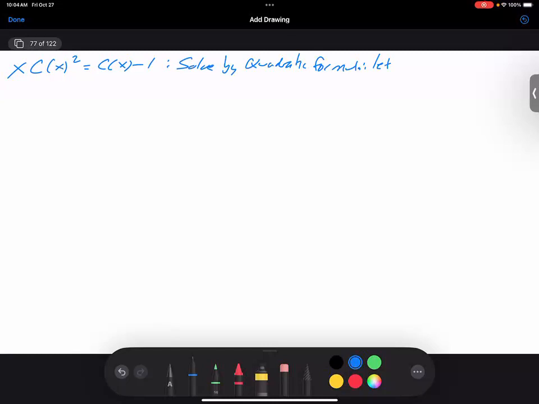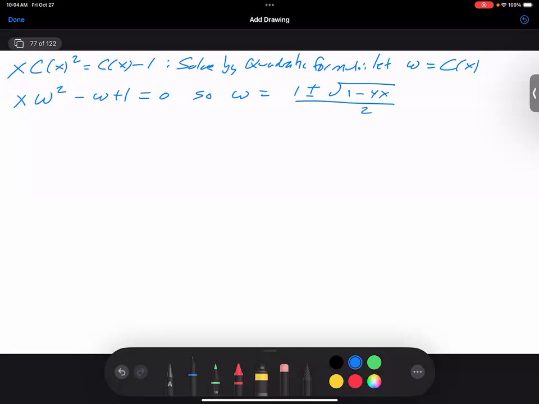So let's say w equals C(x). We'll get x w^2 - w + 1 = 0. So w is equal to 1 plus or minus the square root of 1 - 4x, all divided by 2. So C(x) is 1 plus or minus the square root of 1 - 4x over 2. Uh-oh, there are two possible solutions here. We have to figure out which one is correct.